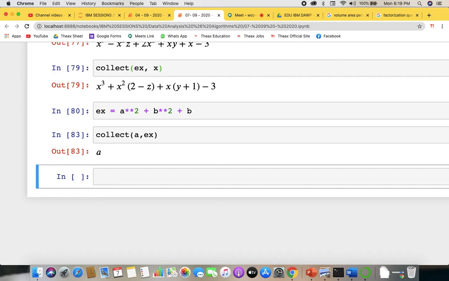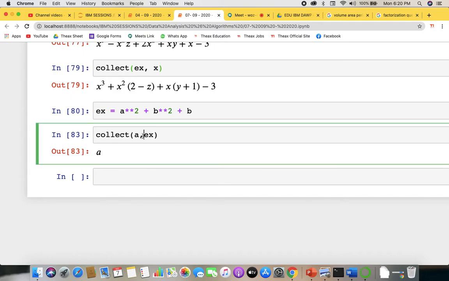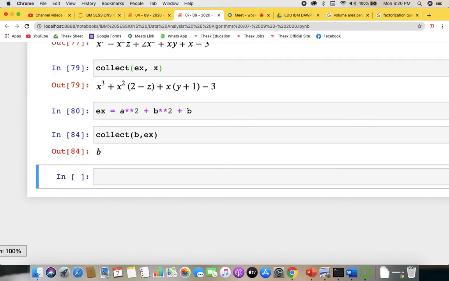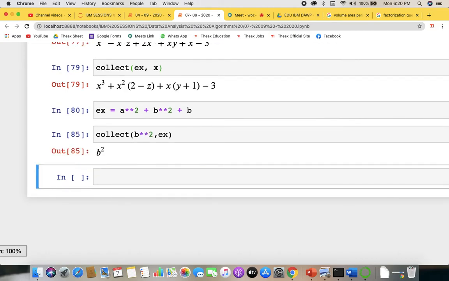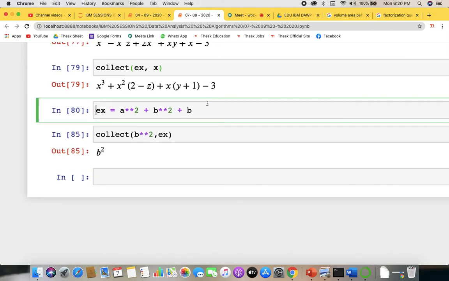Collect of A with Ex, you're getting only A, because there are no such powers of A. For B, there is only one power of B, so you're getting only the B. If I say even the B square, you'll get the B square. But what if I write here a B square?